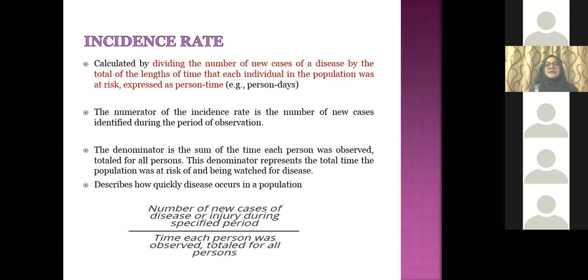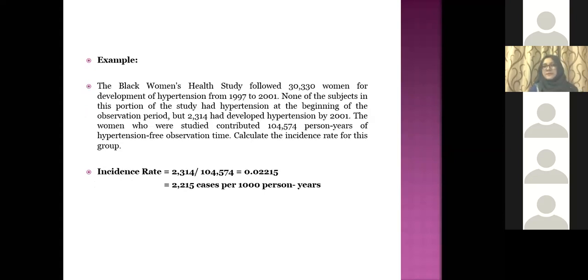The formula is the number of new cases, which is the same, but the denominator is different, which is the time each person was observed, total for all persons, which is the person time. Okay, in months, in years, or in days, for how much time you're following that individual. Actually, there's one example for that.